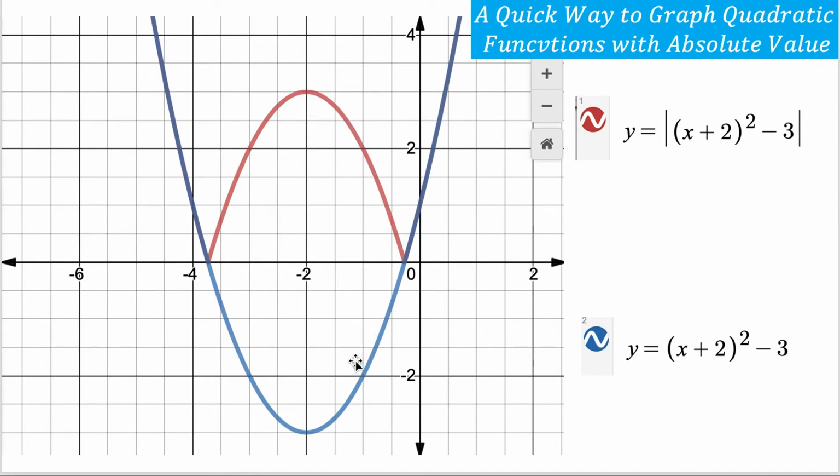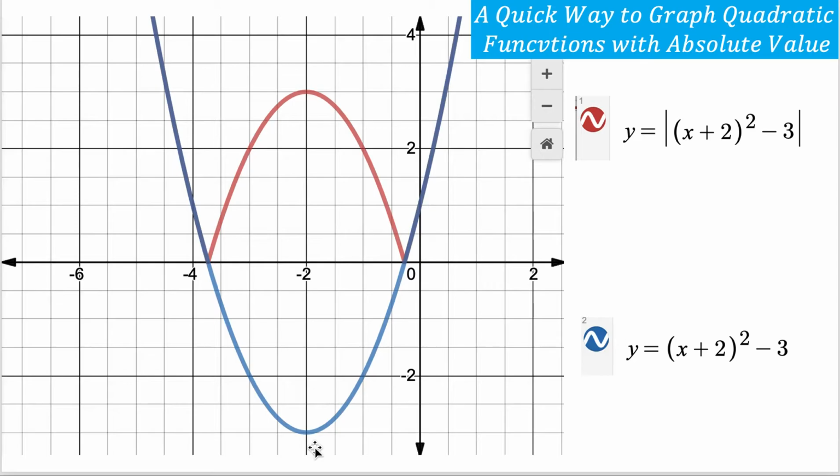When we know how to graph it without absolute value, we just reflect whatever is on the negative side, f of x, over the x-axis, and it's going to be on the positive side. So now, for example, the vertex here is (-2, -3). Here the vertex is going to be (-2, 3).